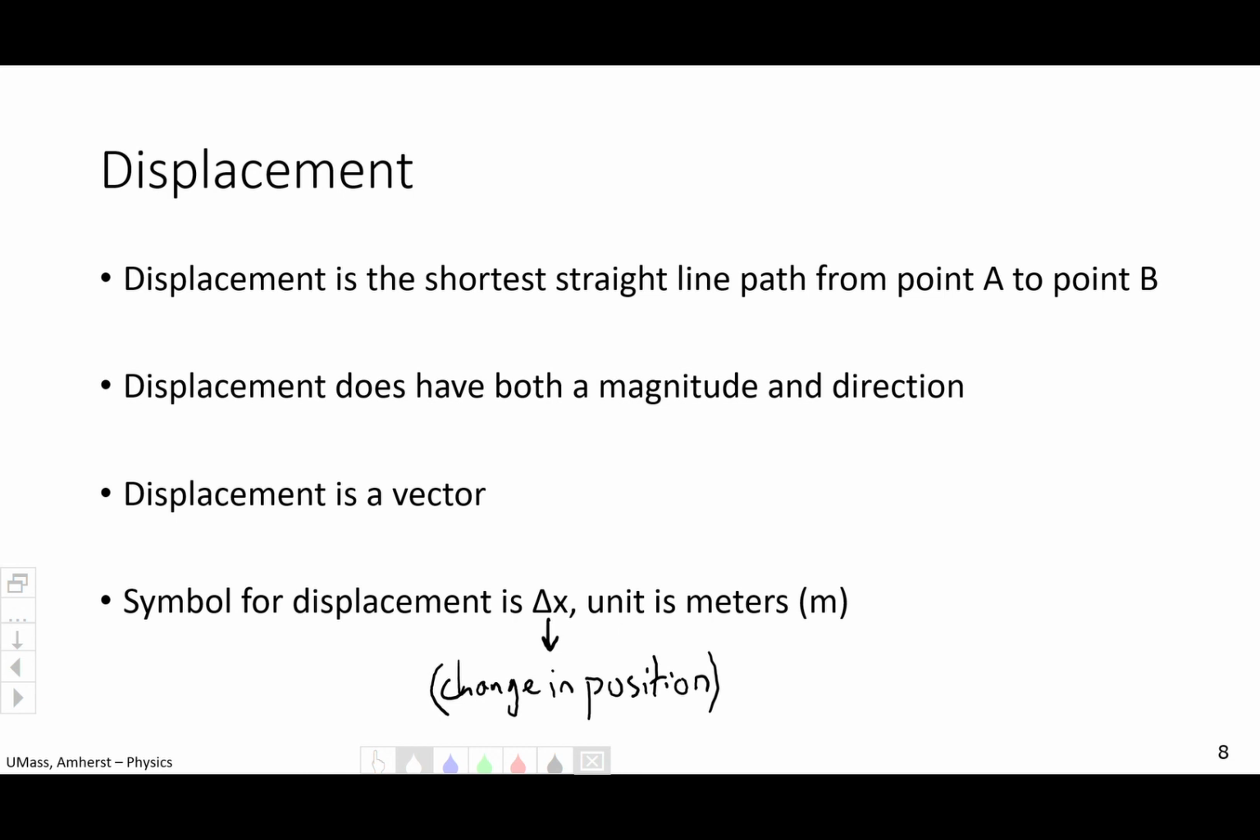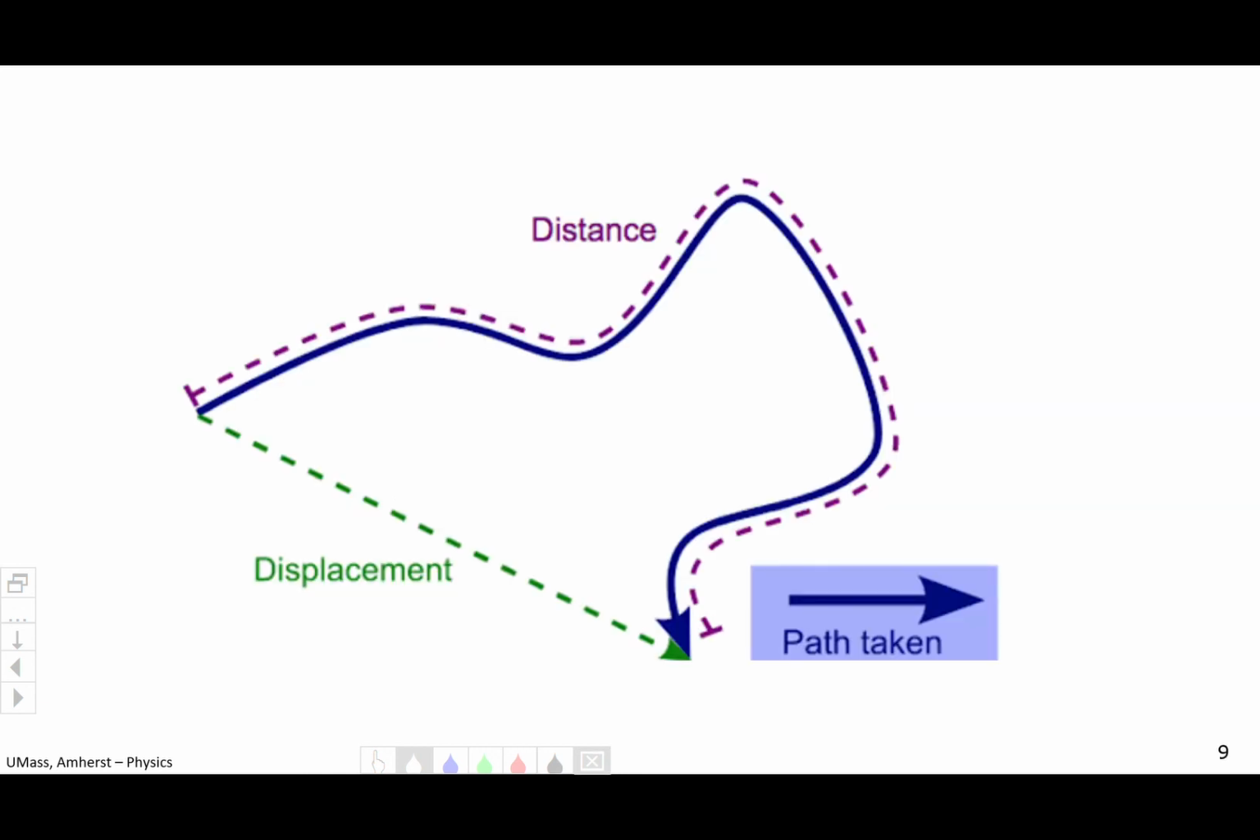The symbol that we're going to use for displacement is delta x. X stands for position, so delta x means change in position. And the unit for displacement, as well as distance, is meters. So let's see a diagram that helps us understand what the difference here is.